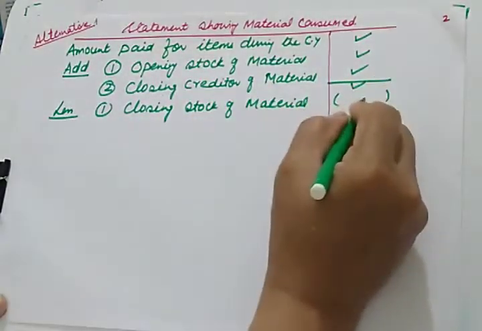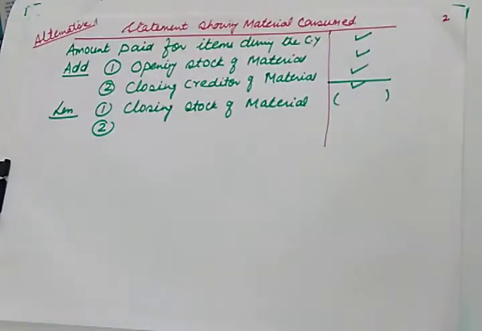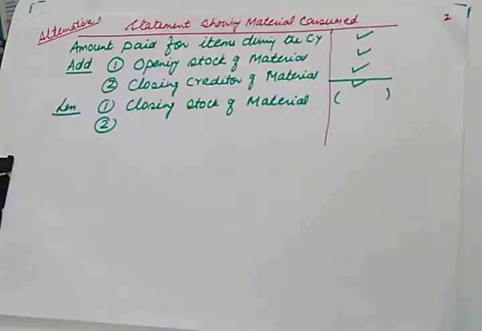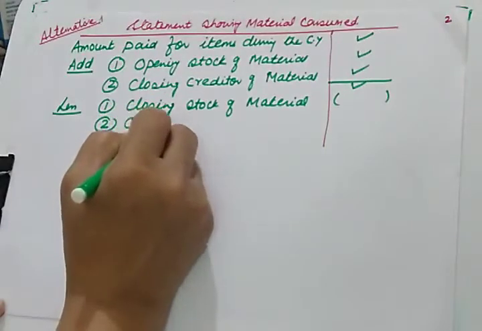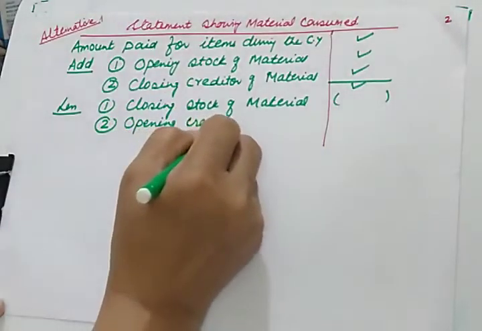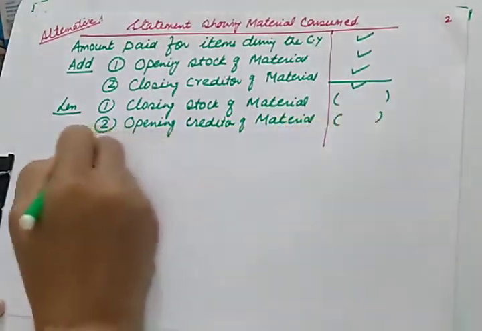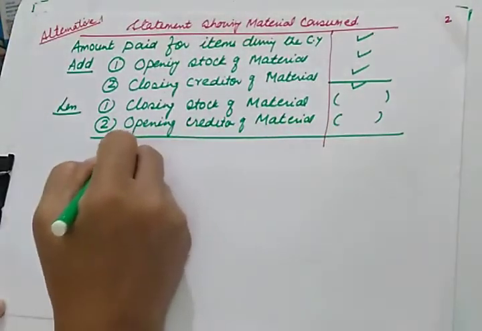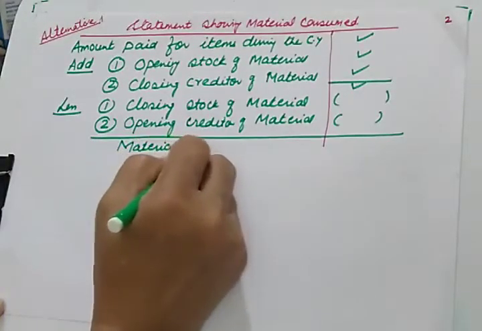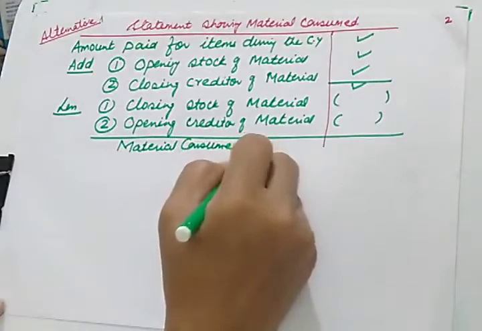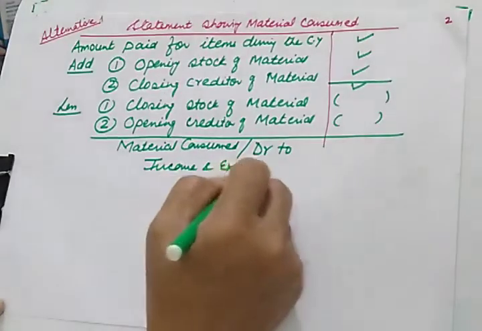So whatever we got from that will be deducting closing stock. Likewise, closing creditors were added. So what will happen now if closing creditors are added? Yes, you guessed it right. So opening creditors will be deducted. After that, whatever you get, that will be the material consumed during the year, or amount debited to income and expenditure account.